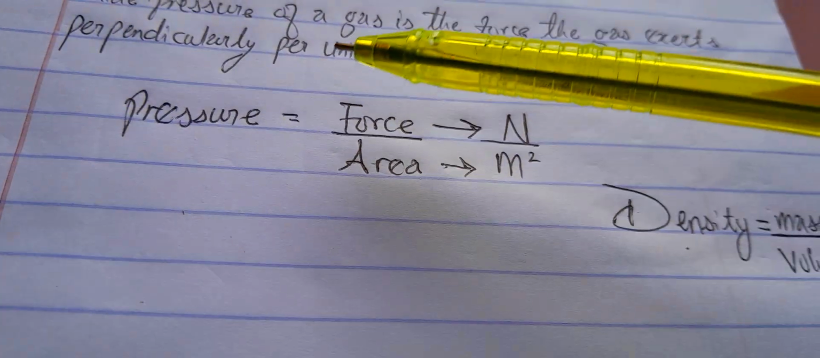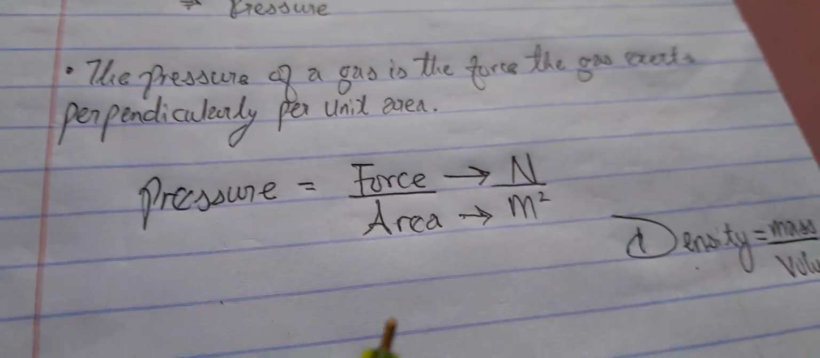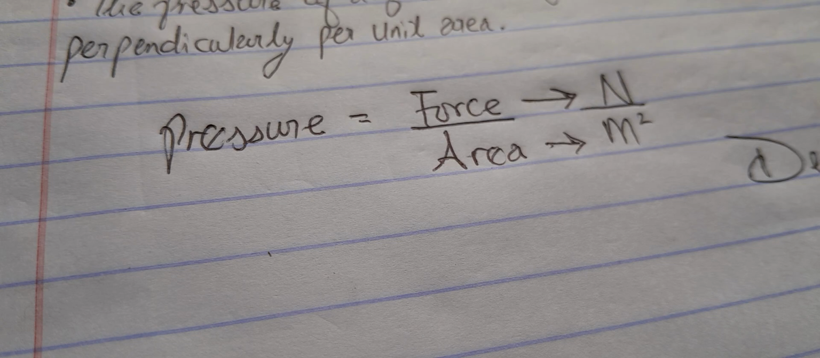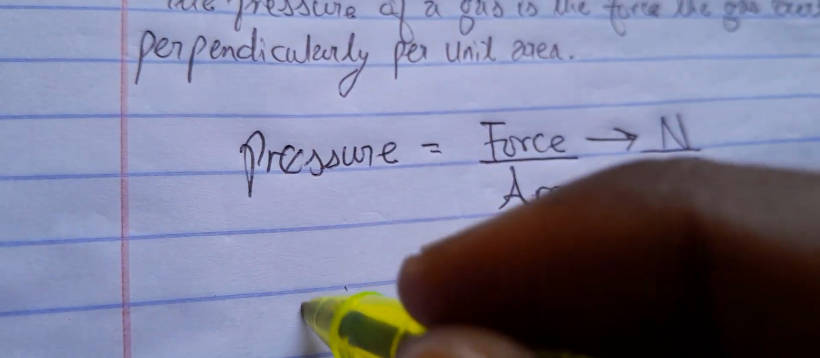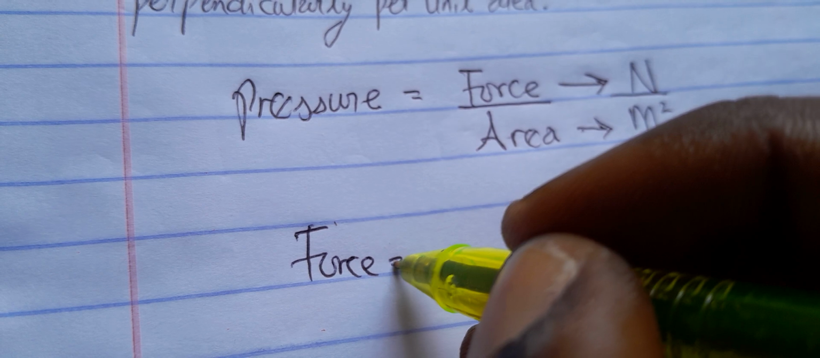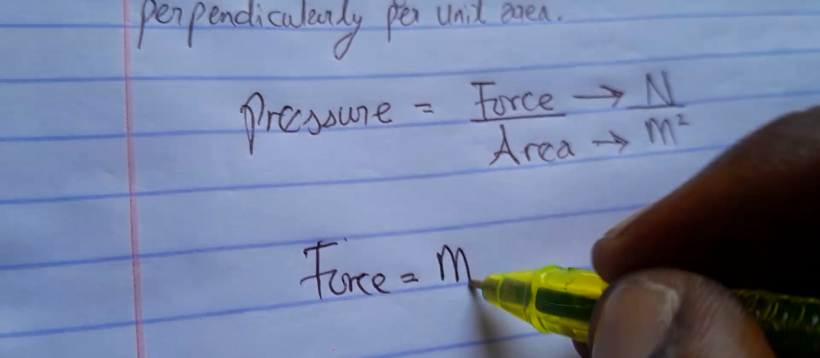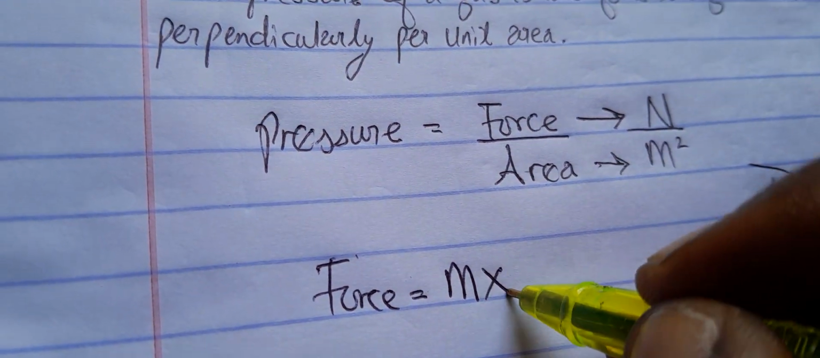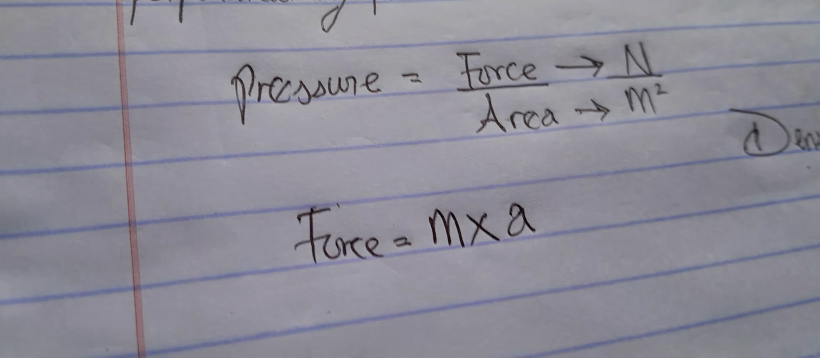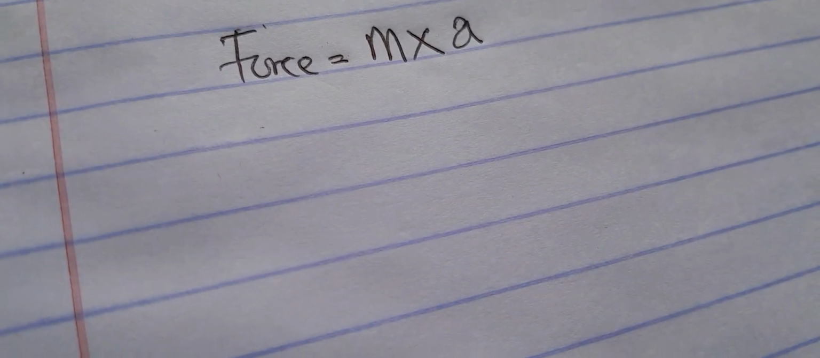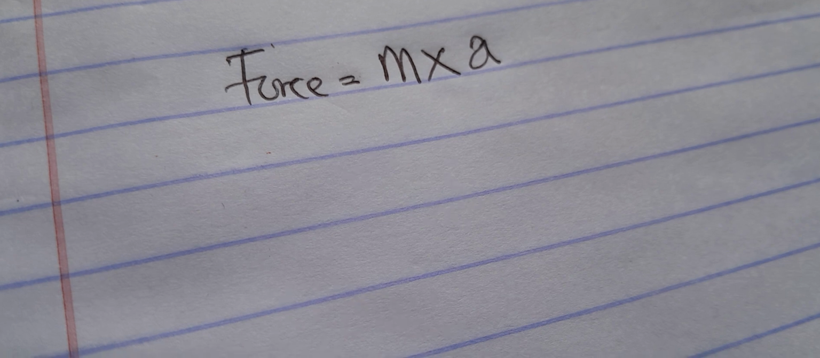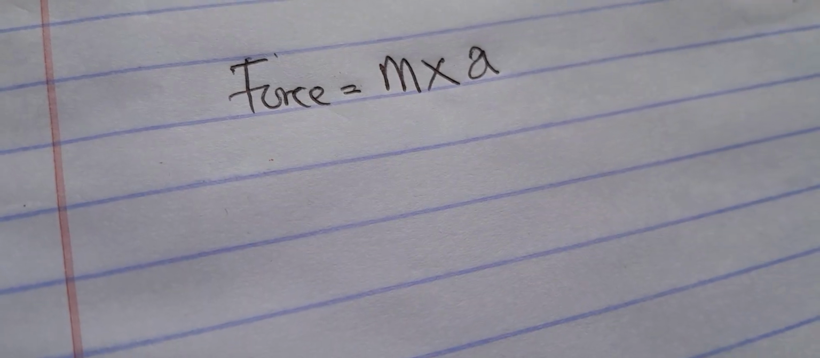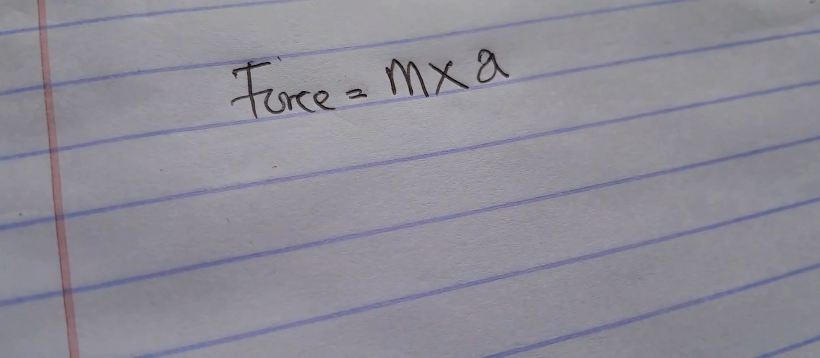But remember that force has its own formula, because force also is a derived quantity. So let's talk about force. Force is mass times acceleration. I used to tell my students, if your mom calls you, what will be your response? It will be M-A. That's just the formula for force. Mass times acceleration.